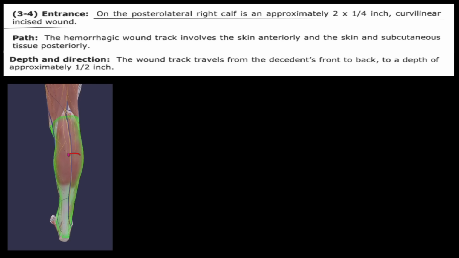And then on the back of the right leg, on the posterolateral right calf, is a 2 inch by 1/4 inch curved linear incised wound. It doesn't indicate anything about a serrated blade. It's just another slash. I believe these would have happened when Xana was on the ground.